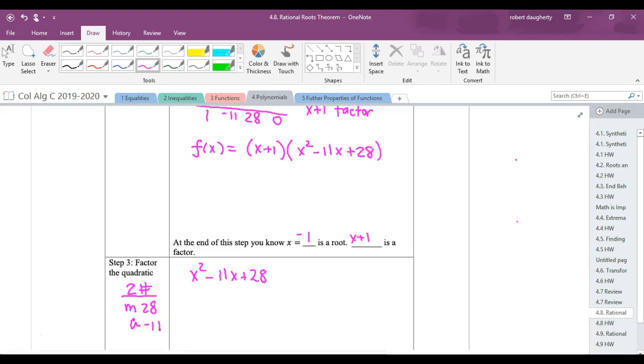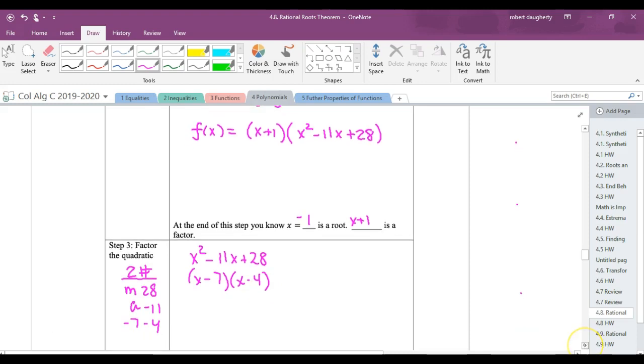Pardon me? That's what I'm trying to do right now. Okay, so what numbers multiply to 28 and add to negative 11? Yeah, negative 7 and negative 4. Okay, so this is x minus 7, x minus 4. So that means I should be good to my final answer now.